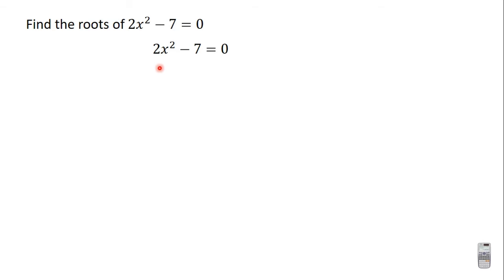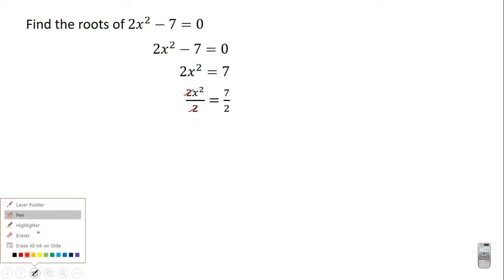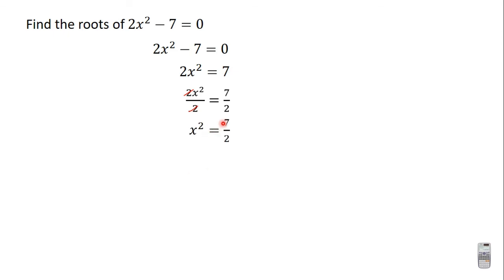So sometimes the quadratic expression will look like this, but you won't be able to express it as a difference of two squares. In that case, what we will do is that we will send 7 over to the right hand side. So we have 2x squared is equal to 7. Then we will divide the left hand side by 2. We will divide the right hand side by 2. We will see that 2 here will cancel 2. So we will have x squared is equal to 7 divided by 2.